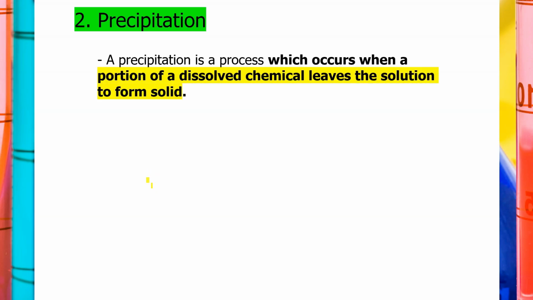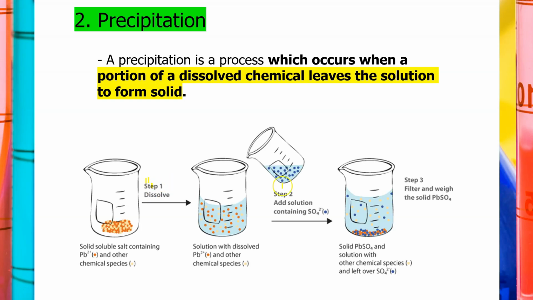The second principle of gravimetric analysis is the precipitation process. What is the precipitation process? The precipitation process occurs when a portion of dissolved chemicals leave the solution to form a solid. In other words, when two analytes are mixed together and lead to a chemical process, it will produce a new product that will precipitate inside the solution.